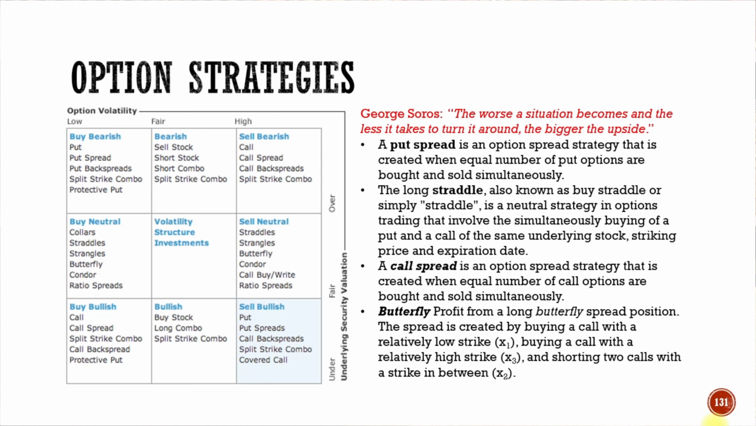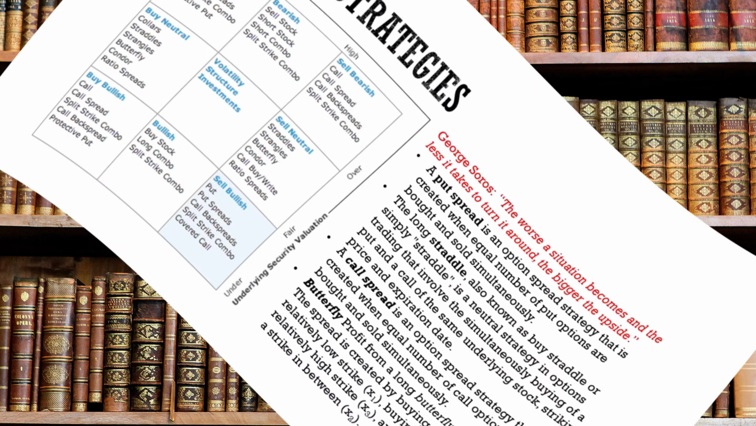Another one would be a call spread, an option spread strategy that is created when an equal number of calls are bought and sold simultaneously. A butterfly, on the other hand, is profited from a long butterfly spread position. The spread is created by buying a call with a relatively low strike price, buying a call with a relatively high strike price, and shorting two calls with a strike in between. Now, all of this sounds really weird and really crazy, but once you start looking at a stock chart, you will probably see how the volatility of a stock makes sense in entering into these contracts.